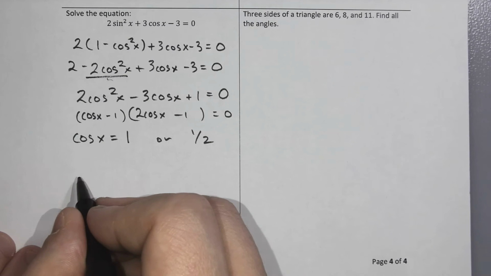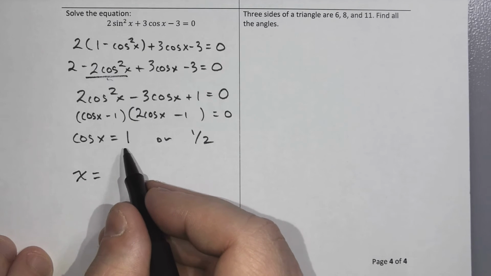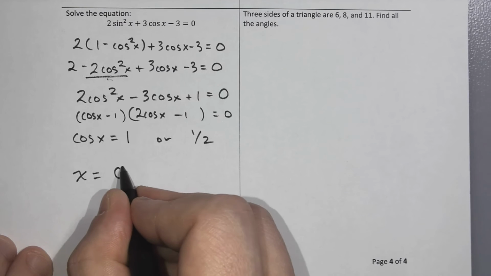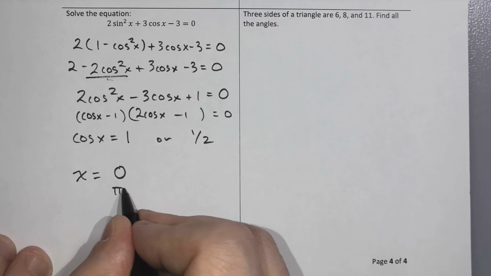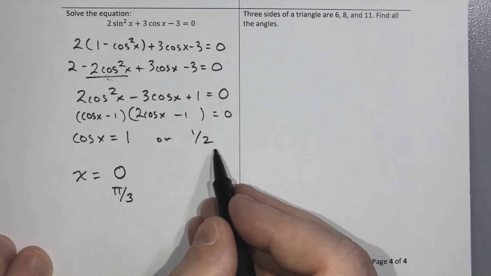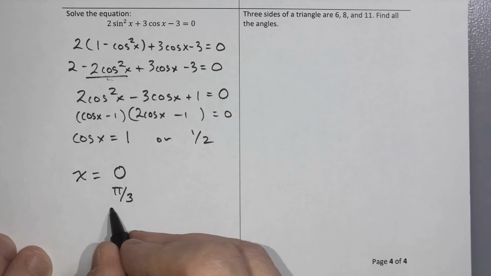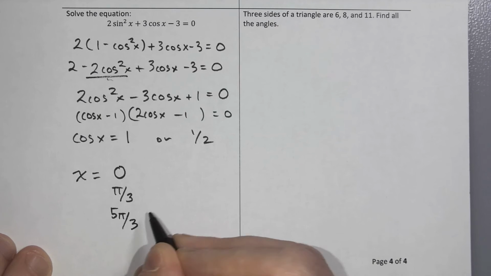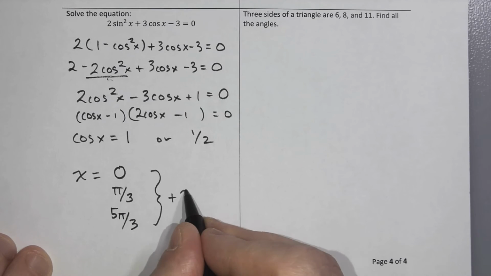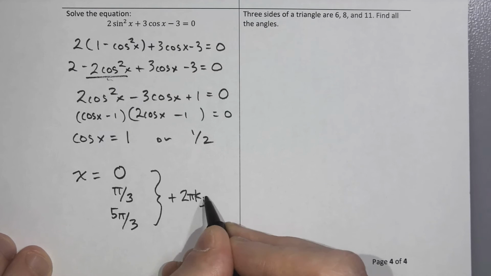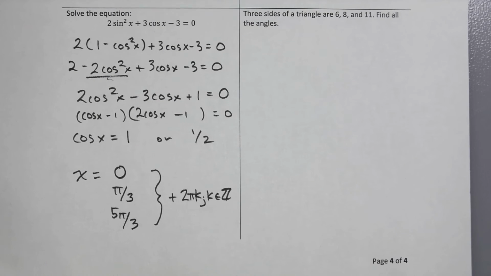And so the solutions to this for x would be, well, let's see, where does cosine of x equal 1? That happens at 0. Where does cosine of x equal 1/2? That happens at a third of a pi. And it also happens in quadrant 4, which would be 5 pi over 3. And of course, all of these answers have plus 2 pi k for k being an integer. So there's infinitely many solutions.